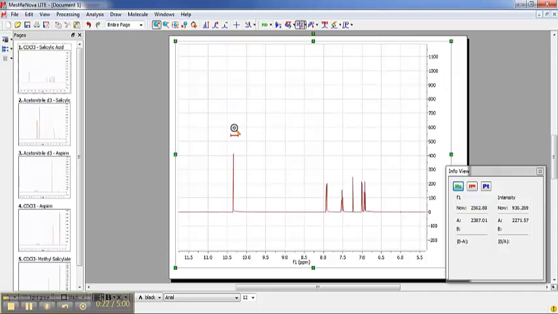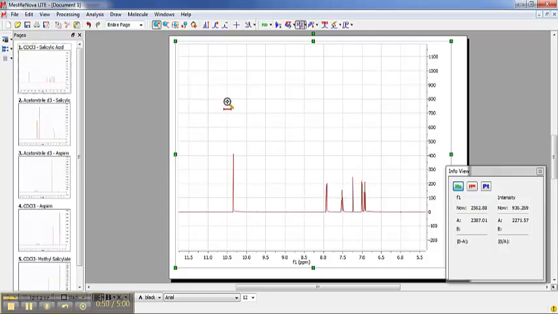What do we have? We have a singlet down around 10. We have a doublet. We have a triplet. We have a doublet. We have a triplet. This spectrum was taken in chloroform D, which means that this singlet at around 7.26 can and should be ignored. This is the chloroform peak right here. The only peaks of interest due to the compound are this one and then these four in the aromatic region.